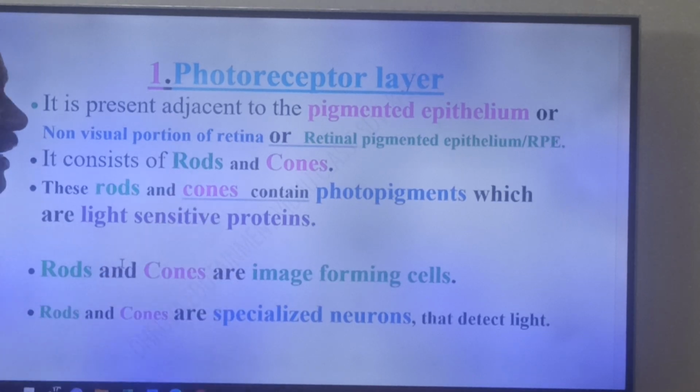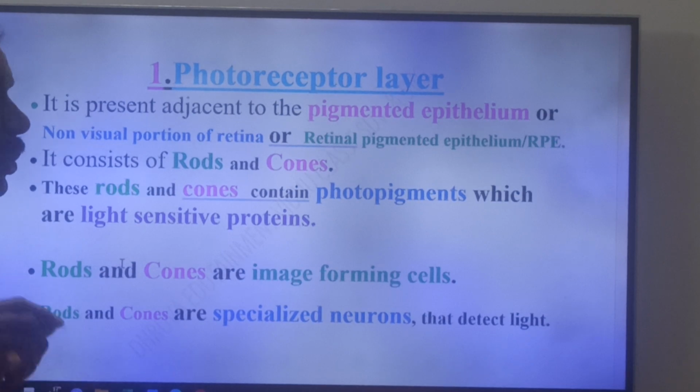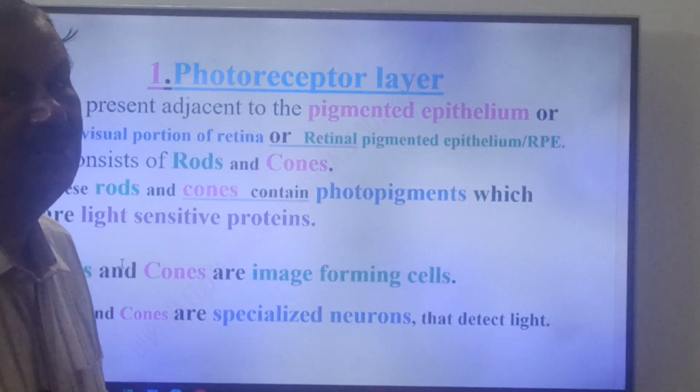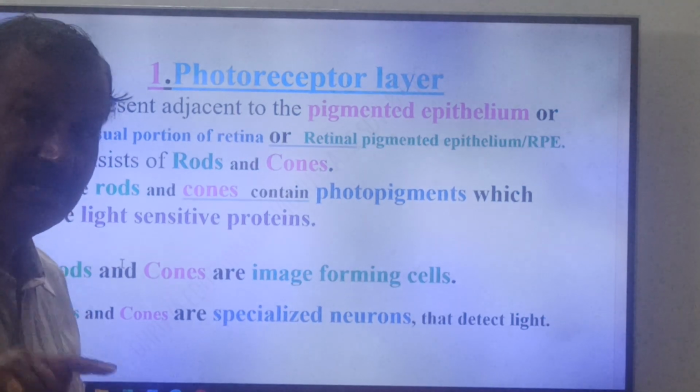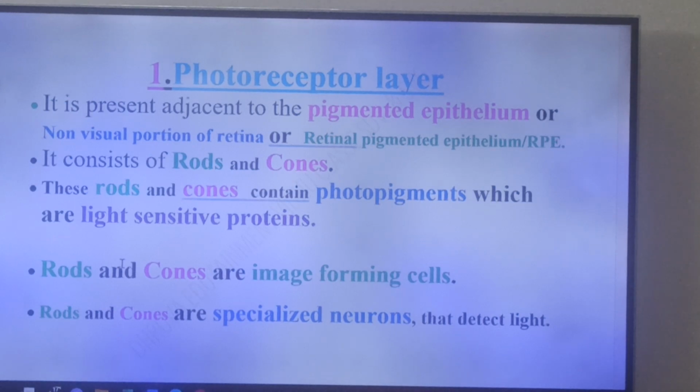It consists of rods and cones. Very, very important, friends. Whenever you hear the word photoreceptor layer, it has two types of cells. What are they? They are rods and cones. These rods and cones contain photopigments, which are light sensitive proteins. Rods and cones are nerve cells because they are present in the neural portion of the retina.